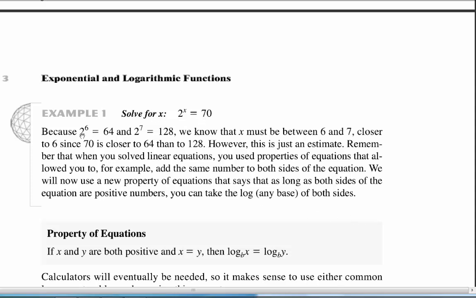And they say, okay, well listen, 2 raised to the 6 is 64, and 2 raised to the 7 is 128. So 70 falls somewhere between 64 and 128. So we know our answer for x has to fall in between 6 and 7. But we need an exact number.